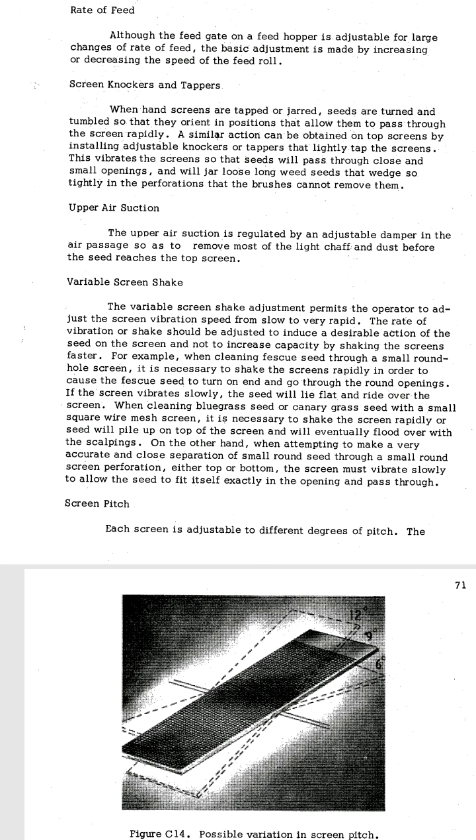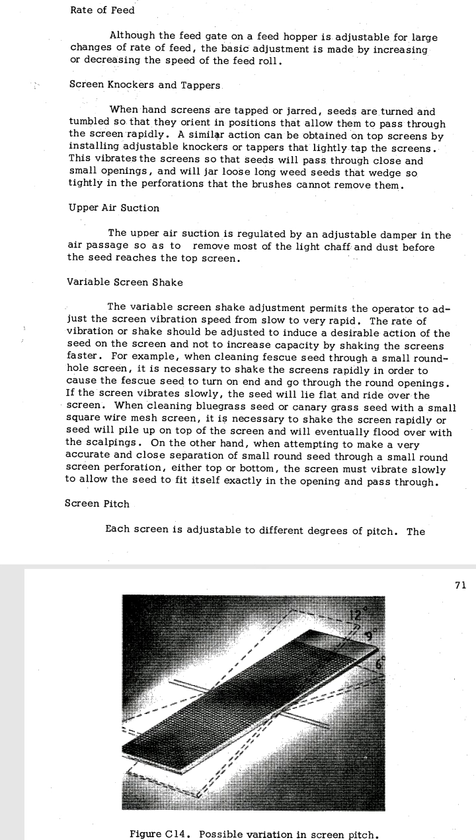The rate of vibration or shake should be adjusted to induce a desirable action of the seed on the screen, and not to increase capacity by shaking the screens faster. For example, when cleaning seed through a small round-hole screen, it is necessary to shake the screens rapidly in order to cause the seed to turn on end and go through the round openings. Okay, meaning fescue seed turns on end and goes through the round openings. If the screen vibrates slowly, the seed will lie flat and ride over the screens.